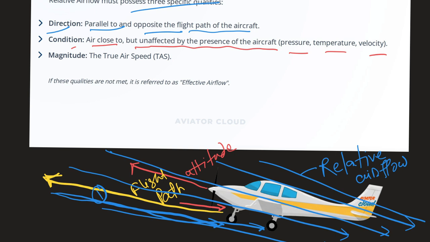Whenever the air reaches the body of the aircraft or the wing, it can be affected in pressure, velocity, temperature. So that is not being considered. This condition has to be fulfilled. And magnitude: the true airspeed. This airspeed is considered as TAS, true airspeed. I hope you already know what TAS is from your navigation. So these three conditions are important. An MCQ question may come from here.